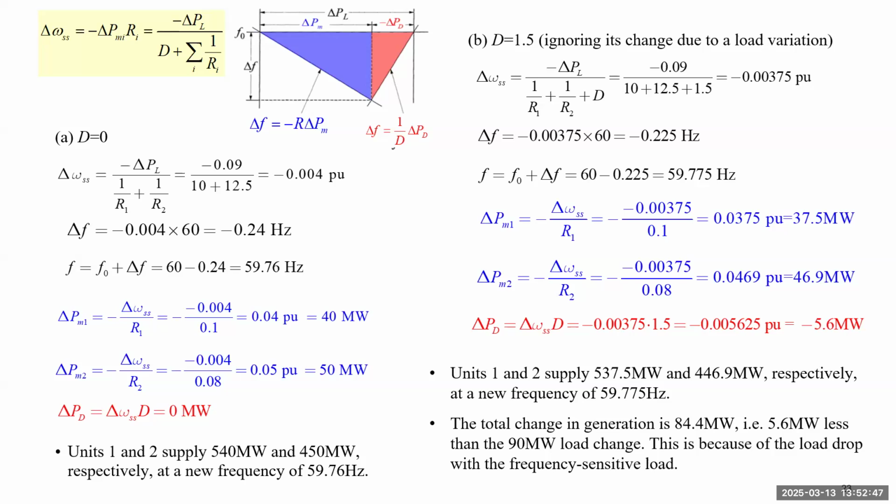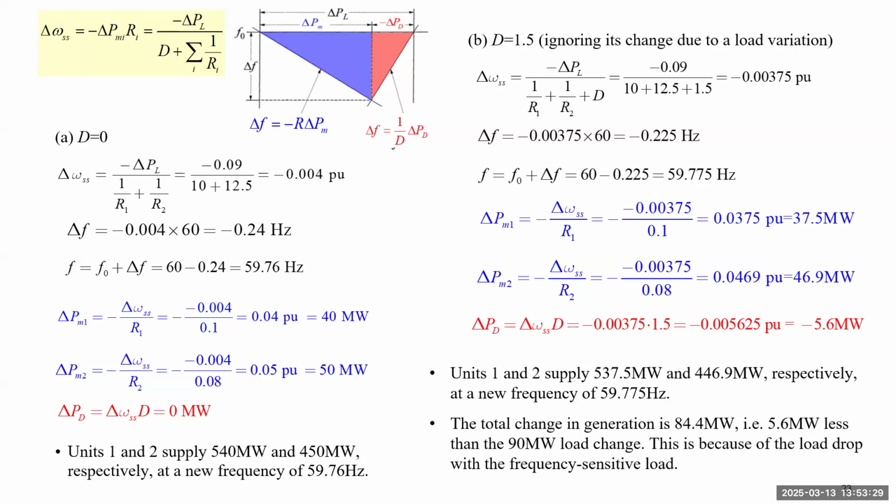And the total generation change, if you add those two numbers together, is 84.4 megawatt, different from 90. So we have a load change of 90 megawatt, but the generation only changed by 84.4 megawatt. It doesn't need to increase by 90. Why? Because frequency is not 60 hertz. If this is 60 hertz, this one will be 90. If this is not 60 hertz, it will be lower than 60. The 90 megawatt change on the new frequency becomes smaller because frequency drops.